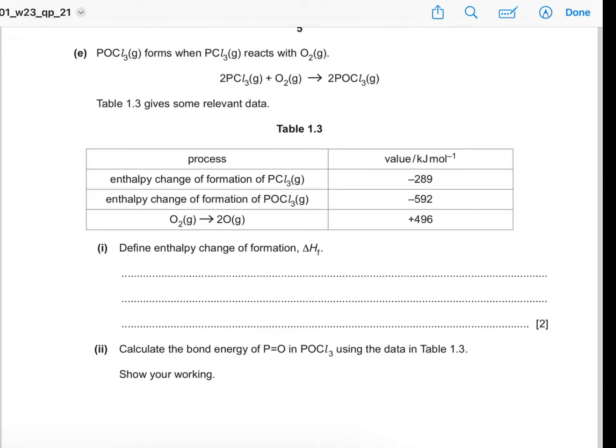Part E, phosphoryl chloride forms when phosphorus trichloride reacts with oxygen. Table 1.3 gives some relevant data. Part 1 asks you to define enthalpy change of formation. This is the enthalpy change or the energy change which occurs when 1 mole of a compound is formed from its constituent elements in their standard states. If they had asked for standard enthalpy change, then you would have added the part under standard conditions.